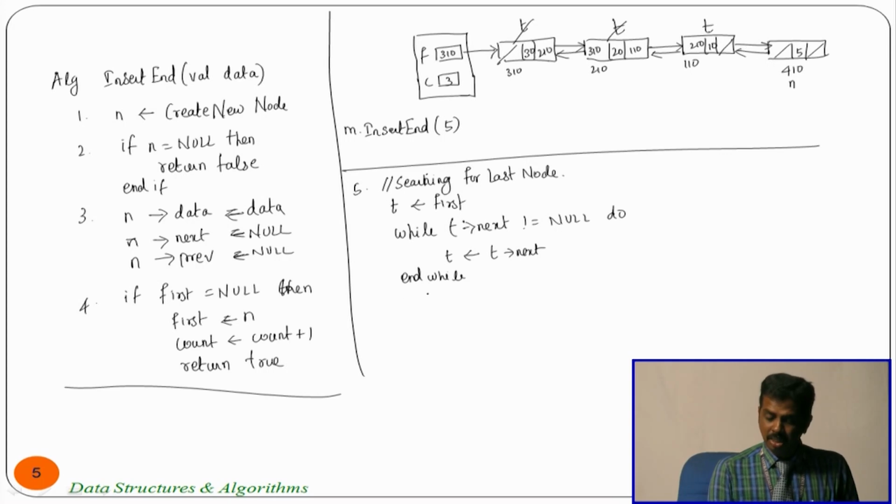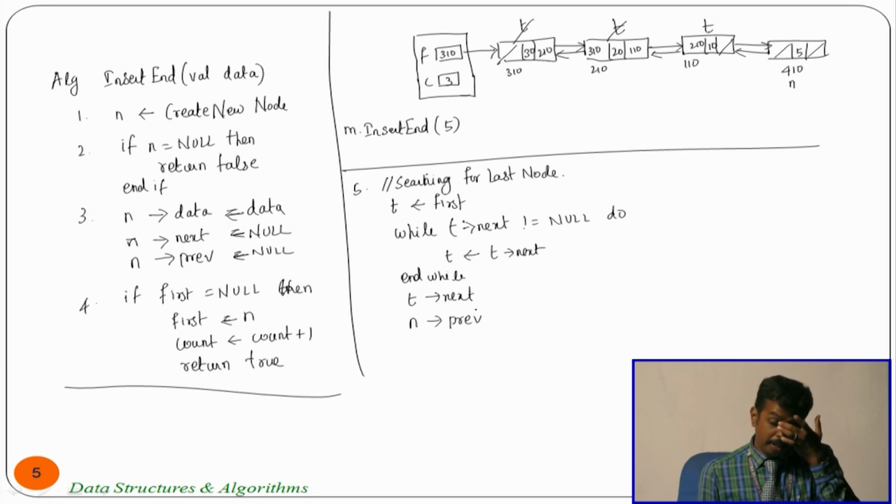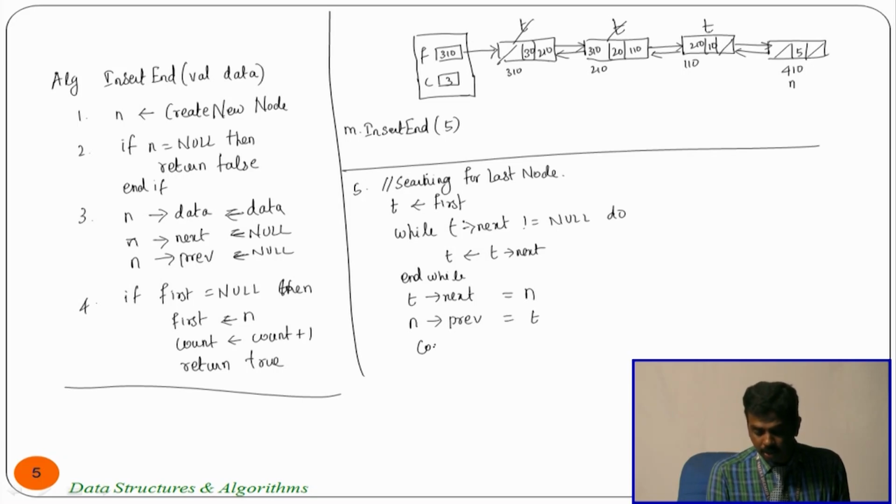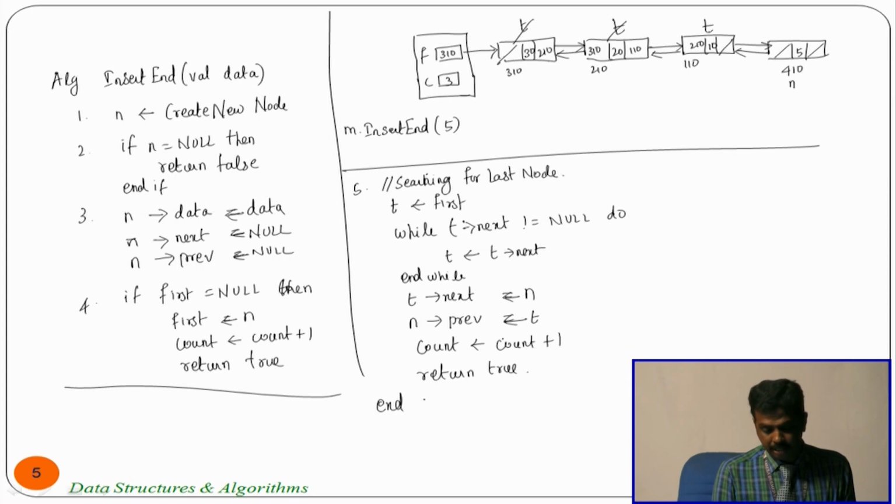So what is the thing? T of next has to be updated, and then n of previous has to be updated. Okay. T of next equal to n, and n of previous equal to t, and then count equal to count plus 1, and then return true. Okay, and end insert end.